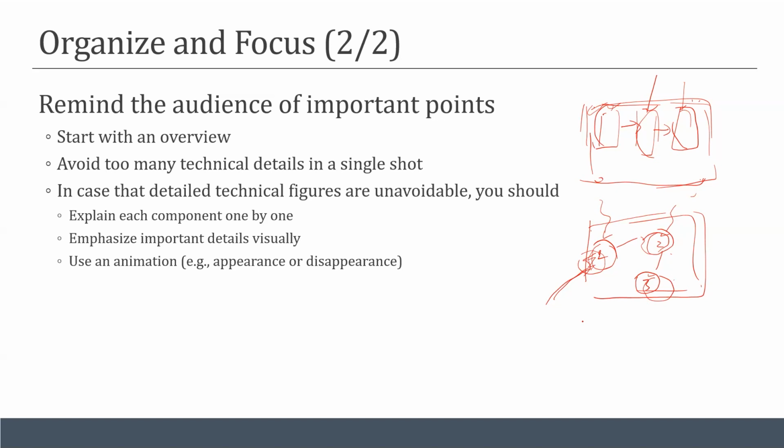Also, in case of a complicated concept or complex system design, you need to emphasize important details visually. So visual representation is pretty important. This is slightly close to the paper, right? A paper also requires visual representations to make the readers better understand those. And if required, you need to use an animation. We'll get to that later on as well in the slides. So you can make an object appear and disappear with the animation if required.